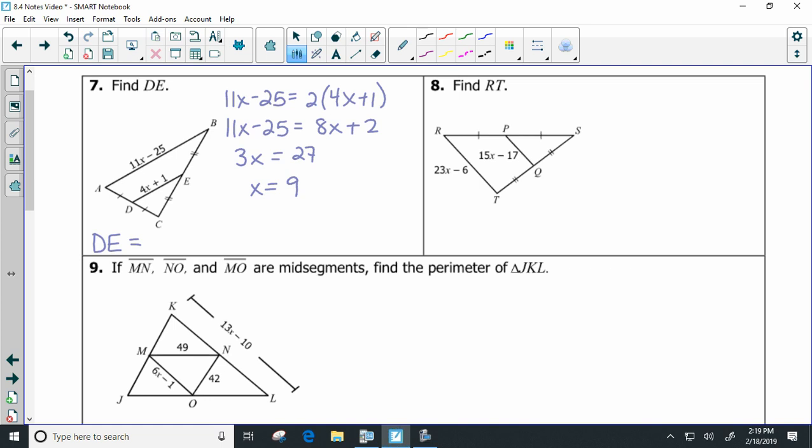The problem does not say find x, it says find DE. DE is 4 times the x value plus 1. Since the x value is 9, I'm going to do 4 times 9 plus 1. That is 36 plus 1, which is 37. So DE is 37.